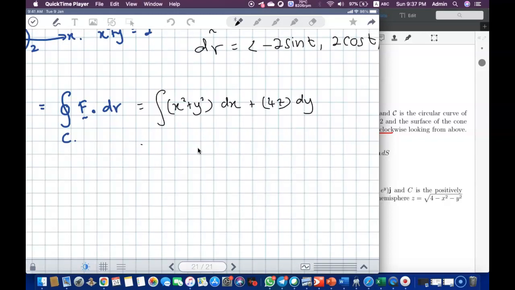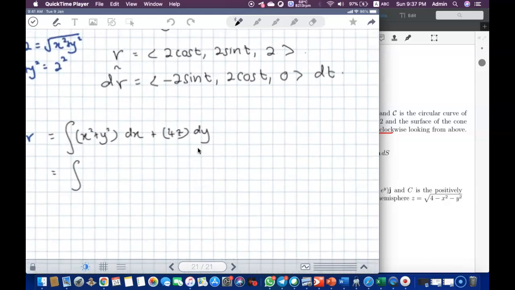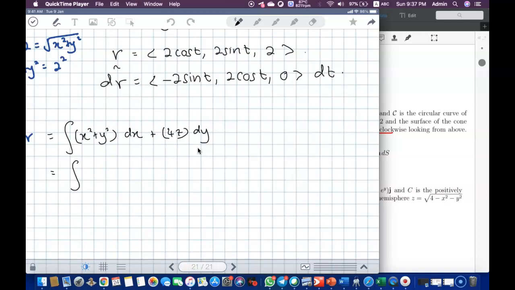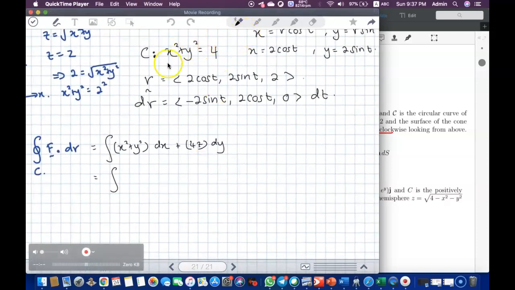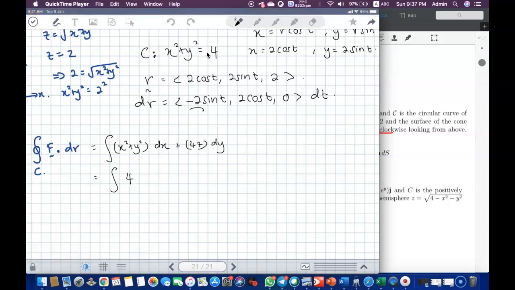Okay, and then because we need to get it in terms of t, so then x squared y squared, using your equation here, you got 4. And your dx, this one is your dx, and this one is your dy, and this is your dz is 0. Okay, so dx is minus 2 sine t dt. Okay, z is 0. No, z is not 0.